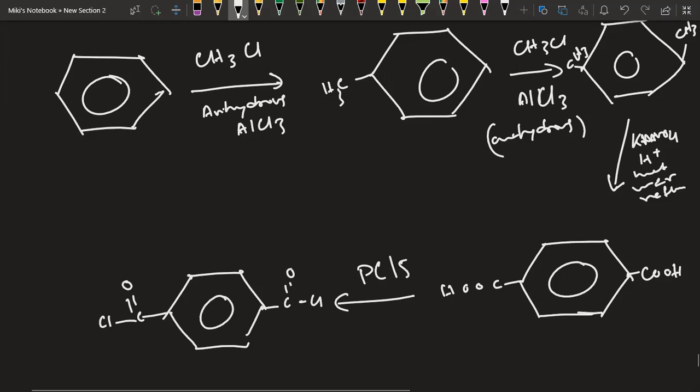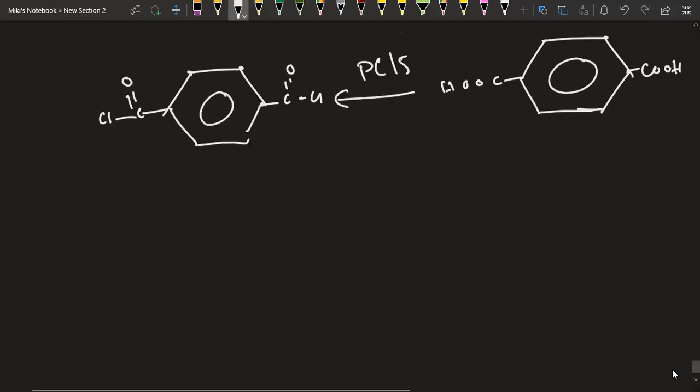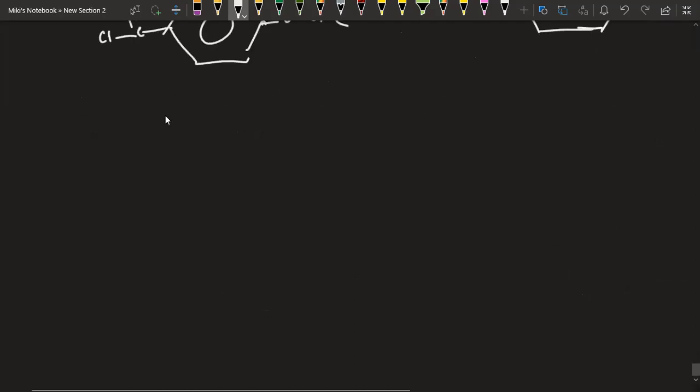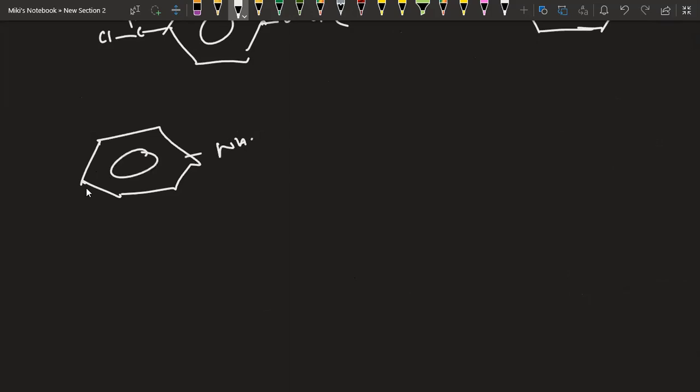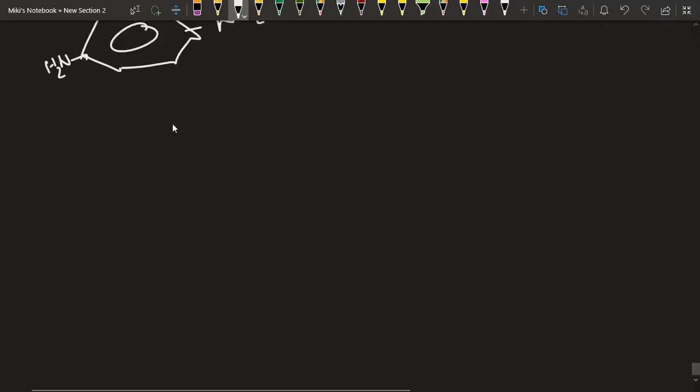Okay, this is the formation of our diacyl chloride in the benzene molecule. Now for the phenylamines part, let me draw the structure directly. For this one, we already know what things we need to add. So let's do it again. This is just a benzene.